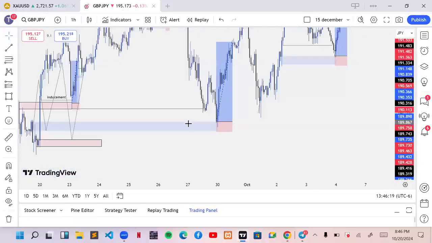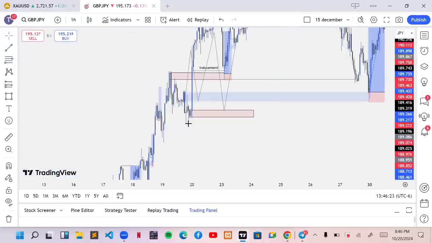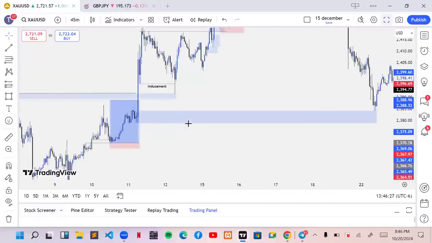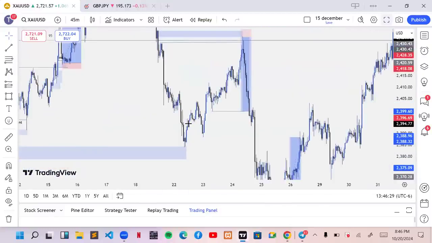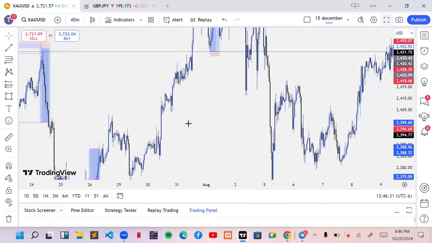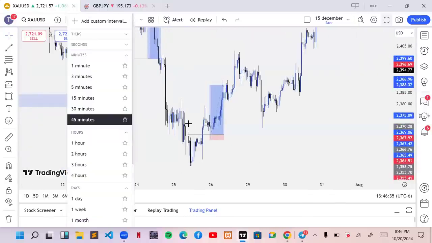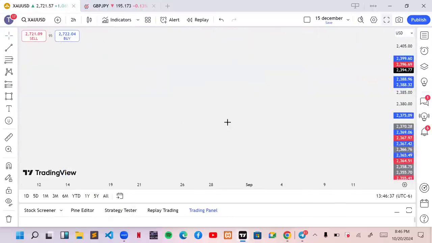You want to use breaker block, you want to use order block. Let me see if I have a trade with an order block. Let me show you so you know when to use an order block. This is also a breaker block trade.